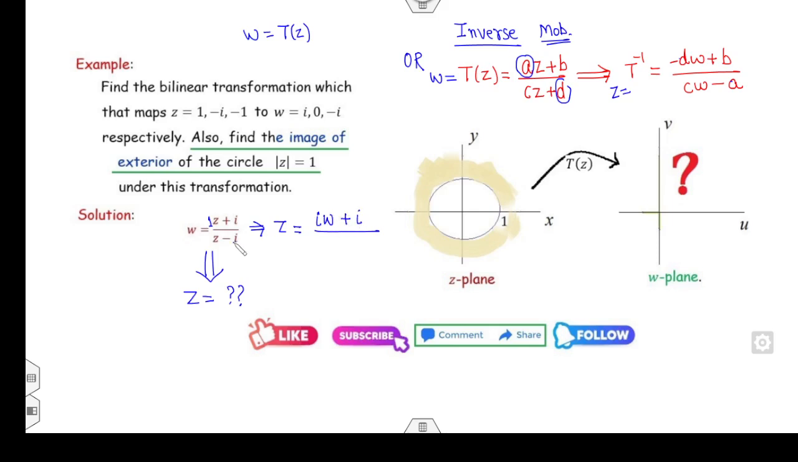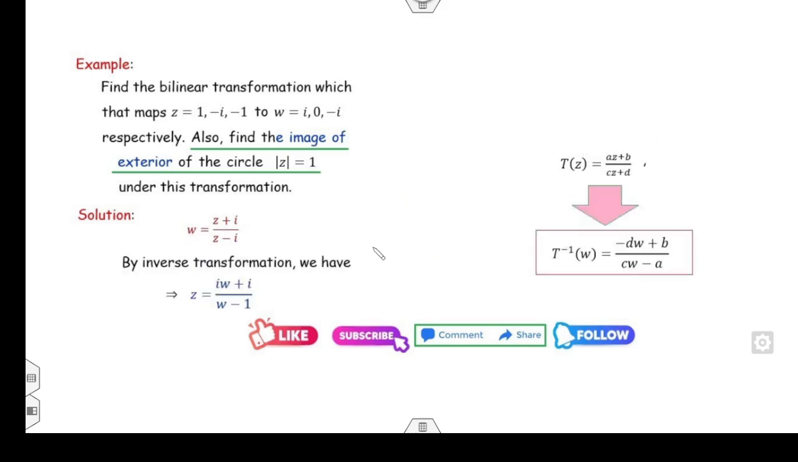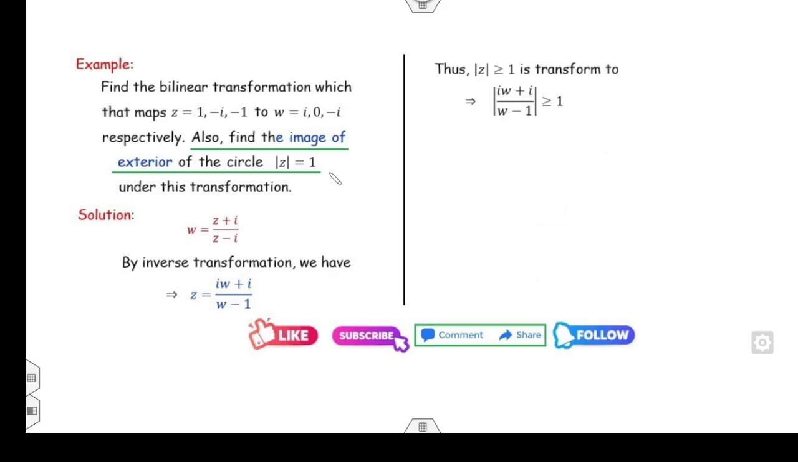Fine. It's a minus of d, it's a minus of iota is a positive, and it's a 1 coefficient is my minus 1. So that is the value of the z. Whenever you have the Mobius transformation, you can find the inverse directly. Now I can substitute this value in the given equation of the circle. I can take on the numerator, iota is my common. So iota modulus w plus 1 over w minus 1.